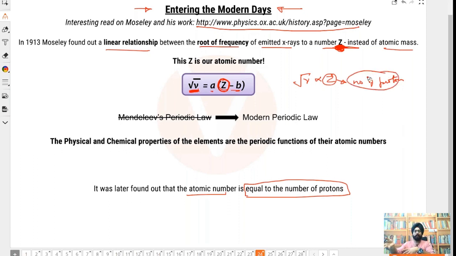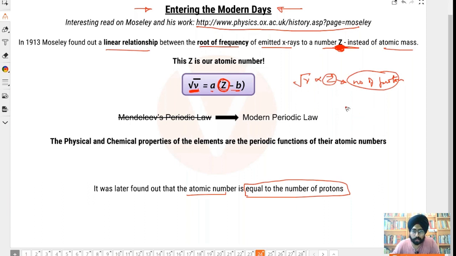That was found later, but Henry Moseley found this relationship already. So they called it the atomic number. Later on, they understood that it is equal to the number of protons. So if they knew about protons already, they must have called it something different. Yeah, they should have called it proton number or number of protons or protonic number, but they called it the atomic number because they didn't know that protons exist.